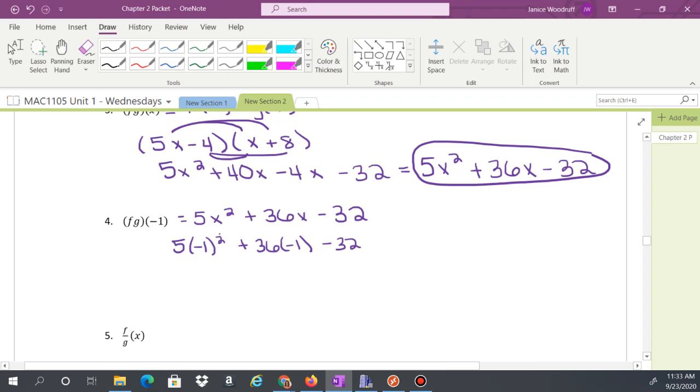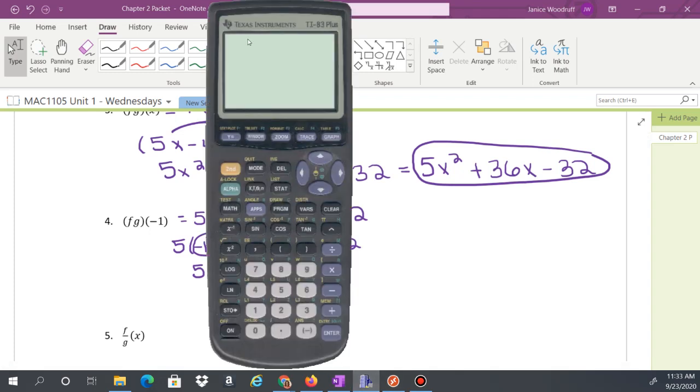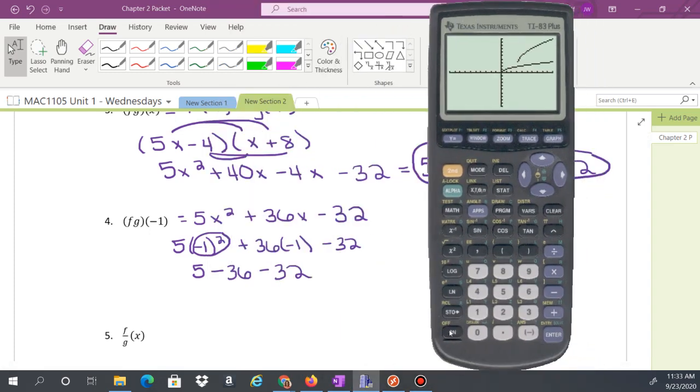So that would give us, let's see, negative 1 squared would give us a positive 1. So this would just be a 5 minus 36 minus 32. So negative 63. Let me check my head math here. 5 minus 36 minus 32, negative 63.